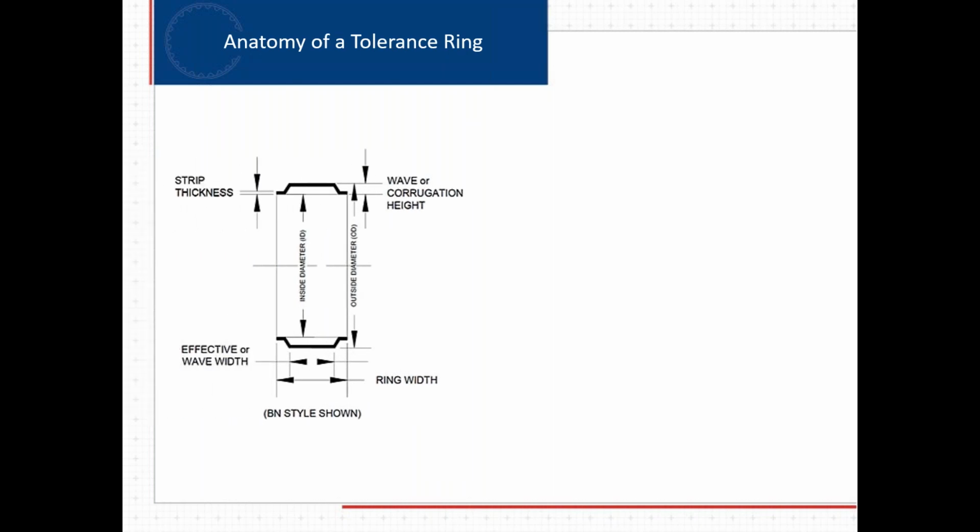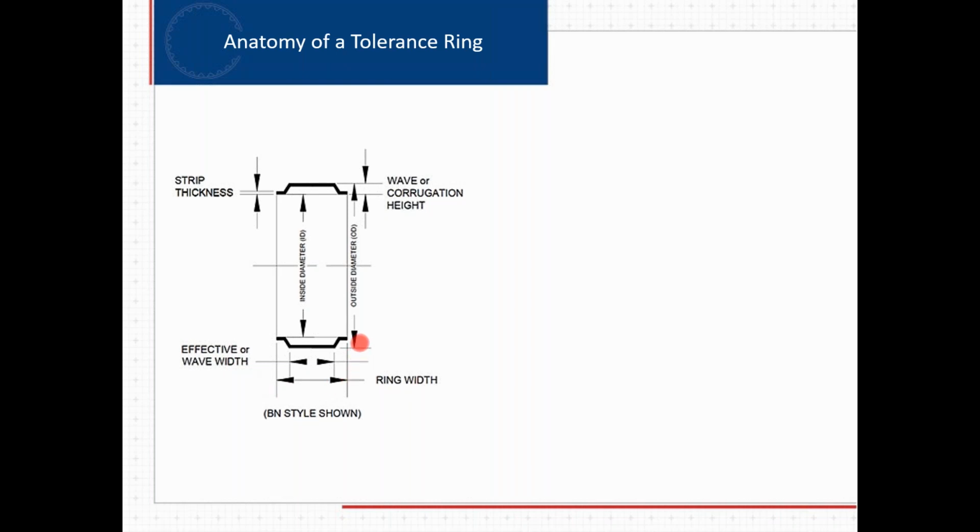What are the parts of a tolerance ring? Well, we have what we call the strip thickness, and that's the actual thickness of the raw material that's fed into the machinery before the tolerance ring is corrugated and curled. Then we have the wave or corrugation height, and that actually includes the material thickness, and that is a nominal reference dimension. It's something that we use as a gauging method for when we produce the part.